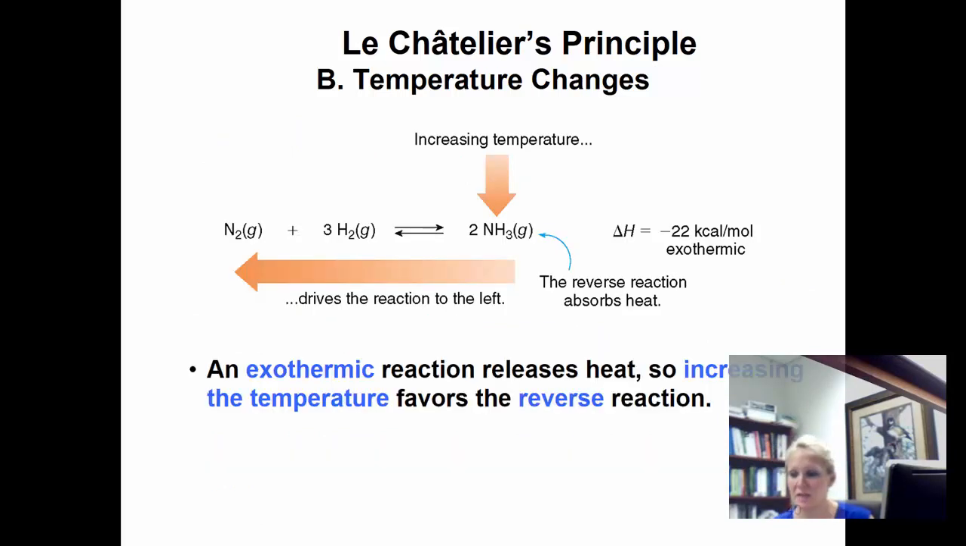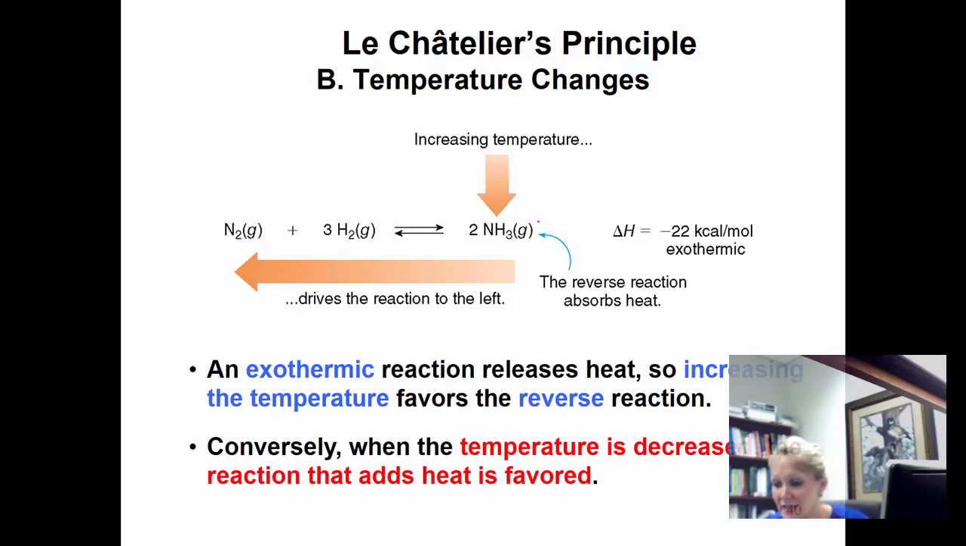And exothermic is opposite. So what I do, if I know it's exo, then I put plus temperature on this side, because it's a product. Because remember, exo means energy is released in the form of heat. So if I increase the temperature of an exothermic reaction, it's going to shift to the other side, just like if we increase concentration. So increased temperature drives the reaction to the left.